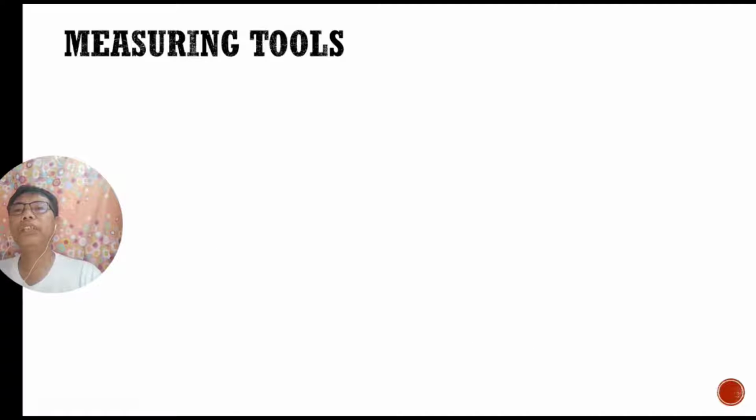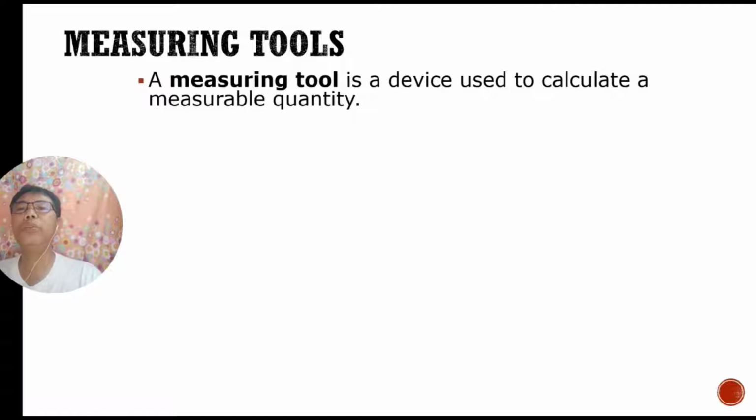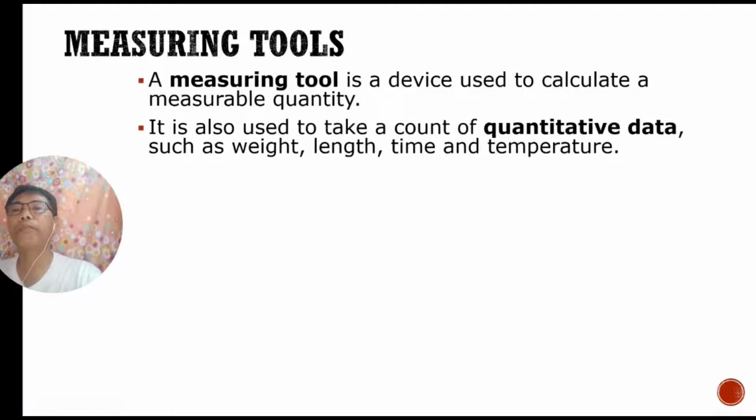Let's start with the measuring tools. What is a measuring tool? A measuring tool is a device used to calculate a measurable quantity. Take note, measurable quantity. Do you have on your mind that we have a quantity that cannot be measured? I think everything can be measured, but probably there is a certain measuring tool for each of that quantity.